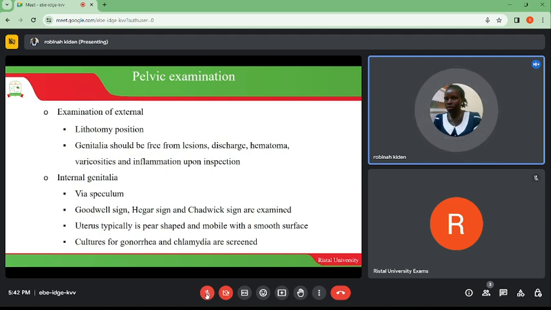These signs, we discussed them. They include the bluishness of the cervix, ballottement, and that feeling of increased temperature within the vagina. All these are checked for. Then your uterus typically is pear-shaped and mobile with a smooth surface.